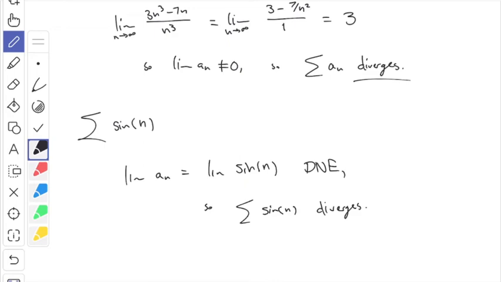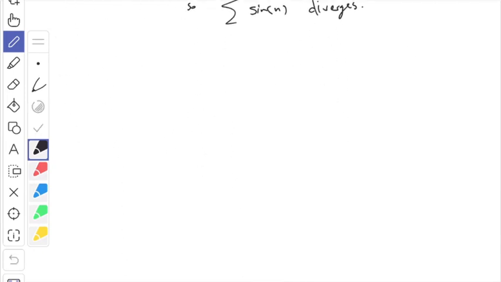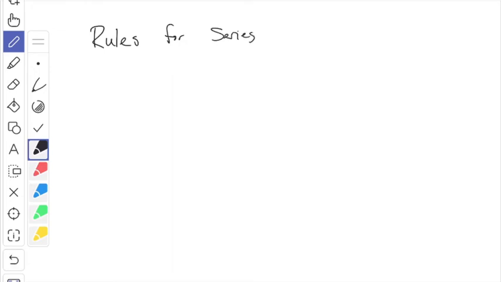Let's move it along. We have just a little bit more to go in this section, and then probably next time we'll go on to the next section. But the last thing from this section is a set of unsurprising and mostly uninspiring rules for series, but we've got to talk about it at least once. Rules for series.